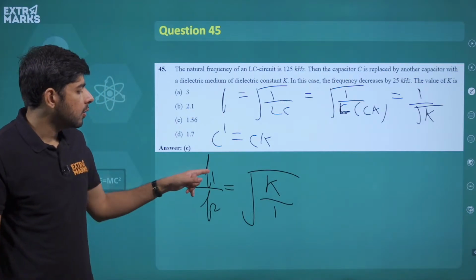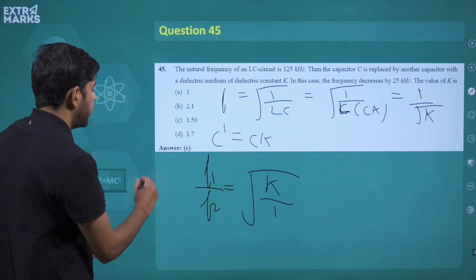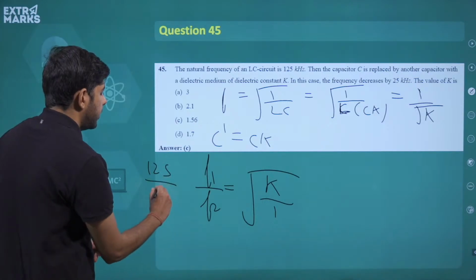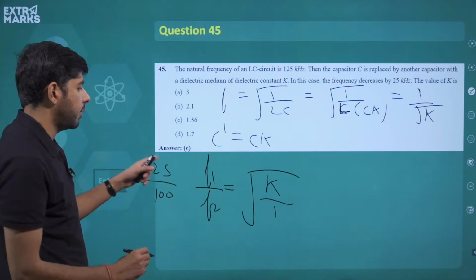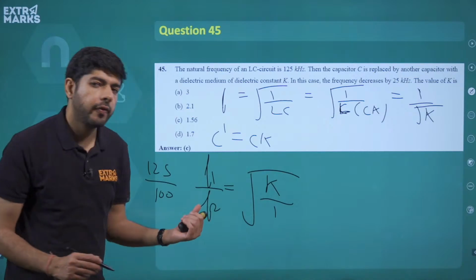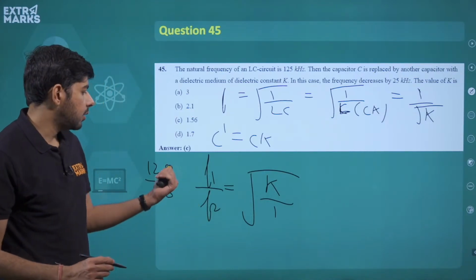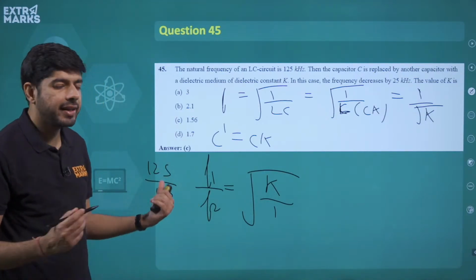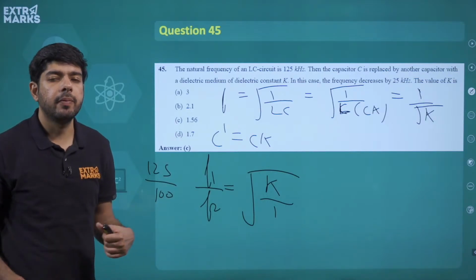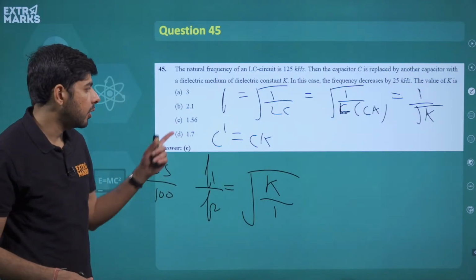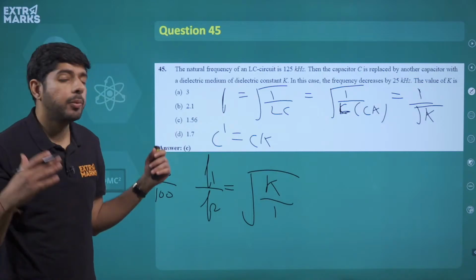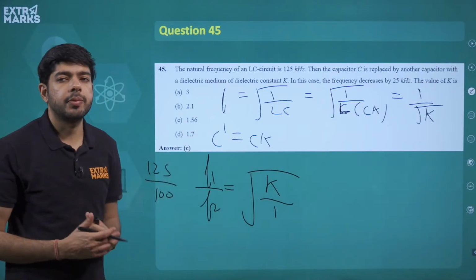So this is 100, this is 125 divided by 100, that is root k. So root k is 5 by 4. Root of k is 125 by 100, that is 5 by 4. So k will be 5 by 4 whole square. If you solve that, 1.25 square, you will get option C, 1.56.